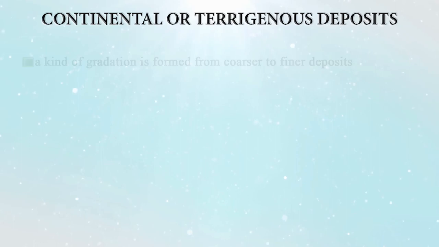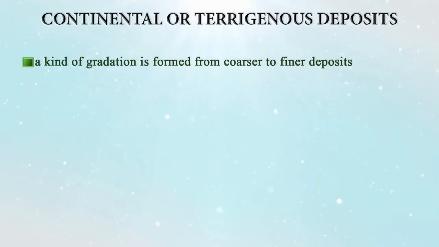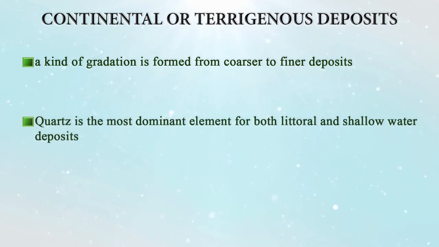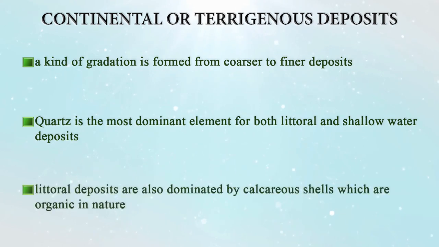Because the carrying capacity of the waves decreases. So the coarser ones or the heavier ones are deposited only near to the coast. So a kind of gradation is formed from coarser to finer deposits. And quartz is the most dominant element for both littoral and shallow water deposits. And littoral deposits are also dominated by calcareous shells, which are organic in nature and formed by the decomposition of shells of various animals or organisms which live in the shallow water area.